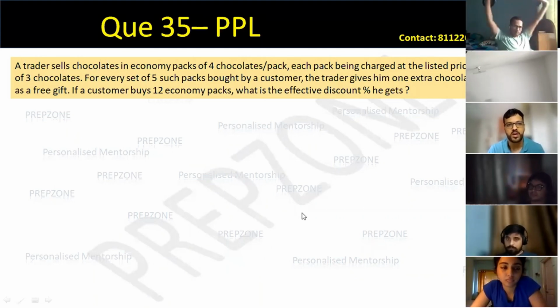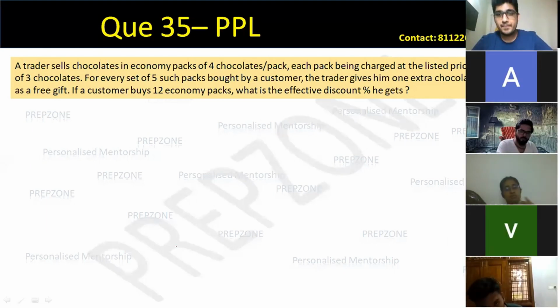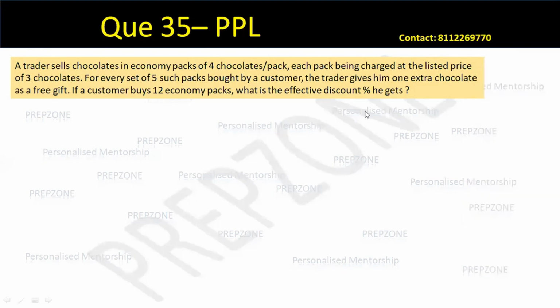Keep on writing whatever information is given. So what I suppose is, let the cost price of one chocolate be X. थोड़ा सा step by step चलते हैं. Let us start from the very beginning. A trader sells chocolates in economy packs of 4 chocolates per pack, each pack being charged at the listed price of 3 chocolates.